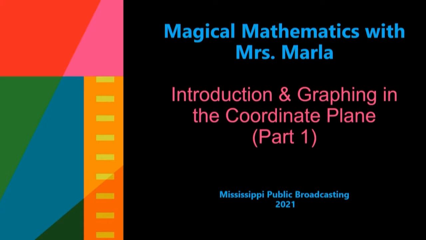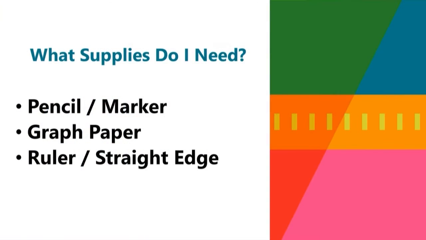So what will you need for today's session? You will need either a pencil or a marker, some graphing paper, and a ruler or a straight edge. And remember, when we say straight edge, that just basically means anything that you can use to draw a straight line. So what we're going to do in this 5th grade lesson is talk about a geometry standard.